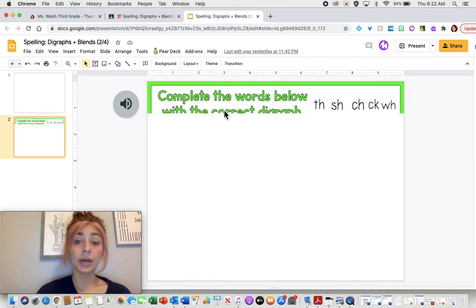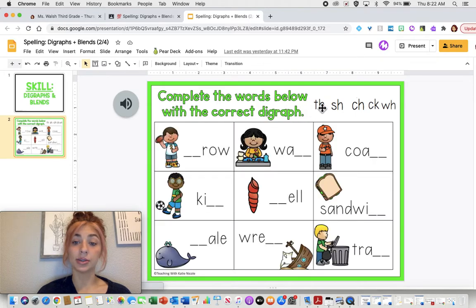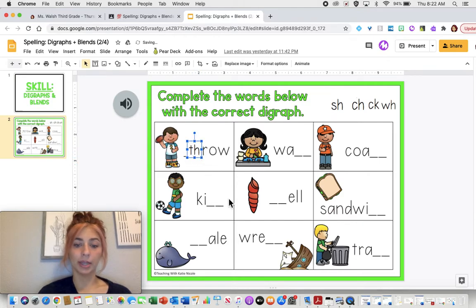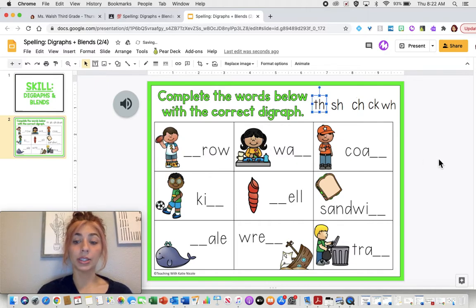And so you are going to complete these words with the correct digraphs. You can actually click and drag these to the correct place that it belongs. So keep in mind that these are click and drag. You are going to go through and determine what each of these words are.